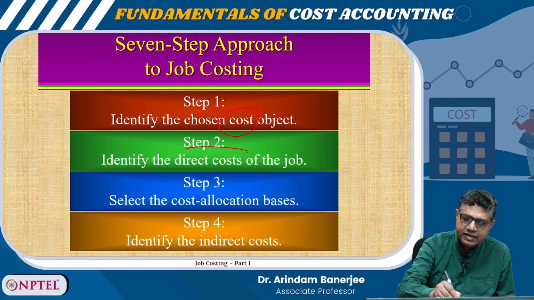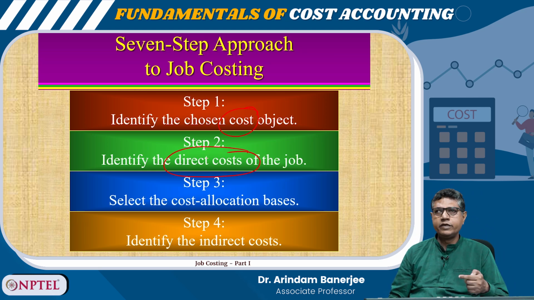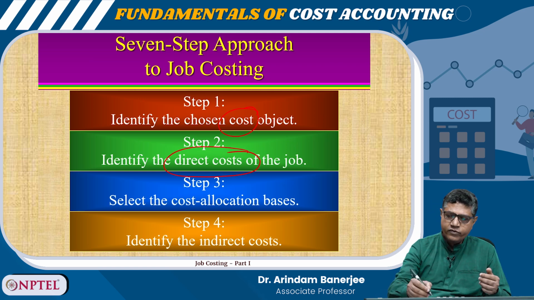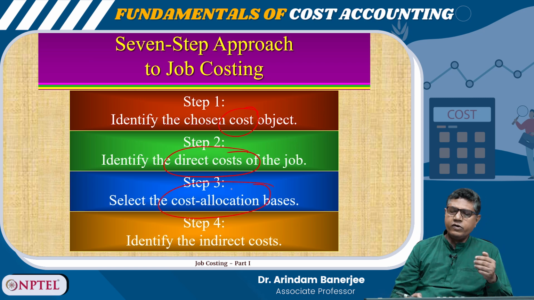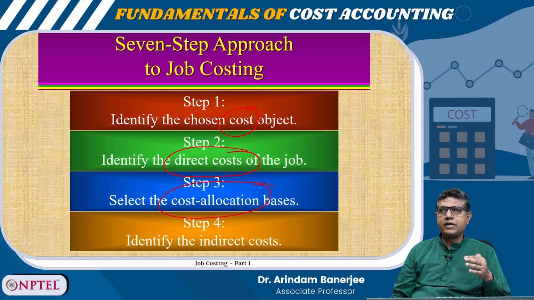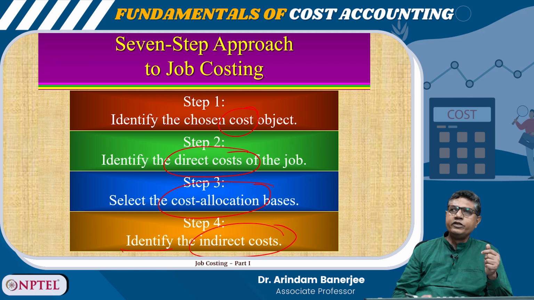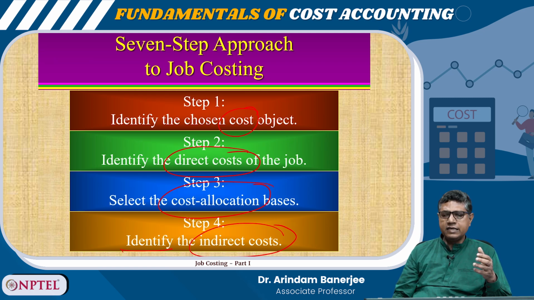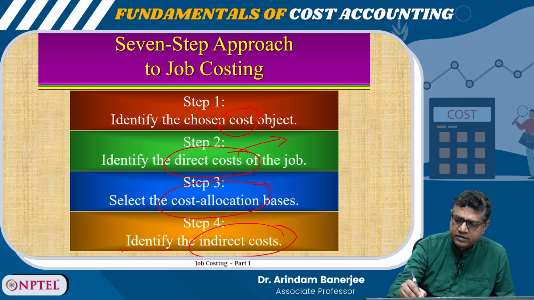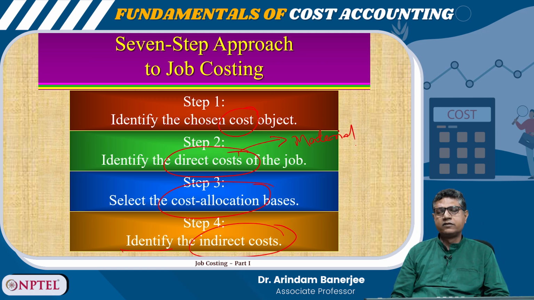Then I need to identify the direct costs associated with the job, and then we will allocate these direct costs. We have to identify and select the cost allocation basis. Now, for the job, some costs will be direct, but there will be some costs which are indirect in nature. This we need to identify. For example, what could be an example of a direct cost? Direct material can be an example of a direct cost. What could be an example of an indirect cost?